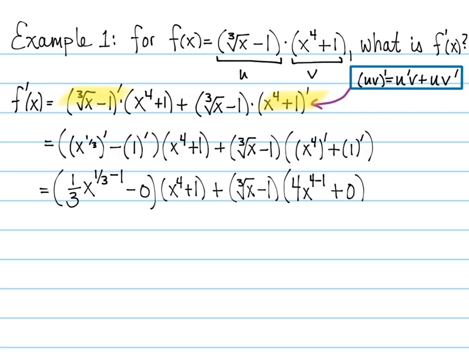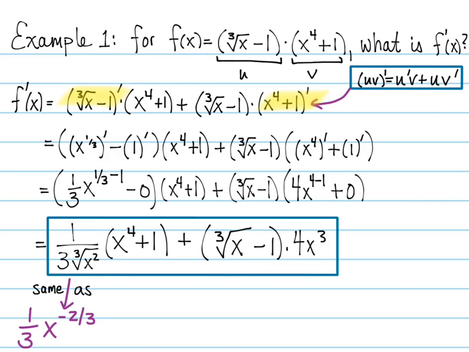And here is the power rule. We get 1/3 x to the 1/3 minus 1, and the derivative of 1 is 0. And we get the 4x to the 4 minus 1, and again the derivative of 1 is 0. And so our final answer is going to be 1 over 3 cube root of x squared, which is the same as 1/3 x to the negative 2/3, and multiply that by x to the 4th plus 1, plus the cube root of x minus 1, all multiplied by 4x cubed.